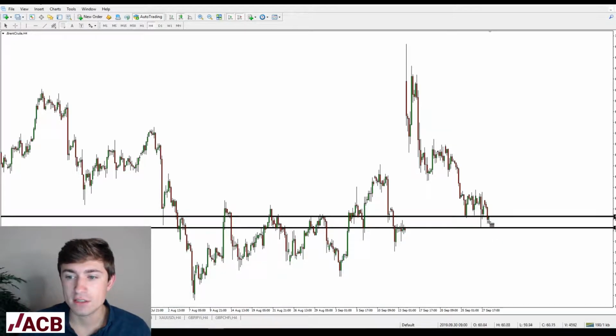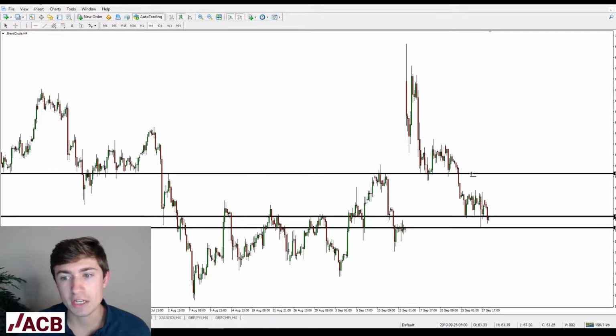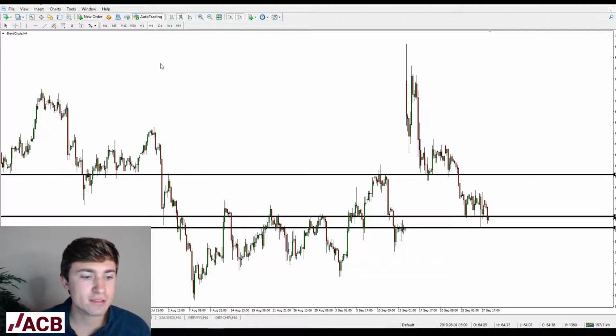You can see if price does get some sort of bullish reaction, I think we could see a continuation off of this structure, maybe even to test some recent structure that we've been watching, like this level here. Just something to consider on Brent Crude.